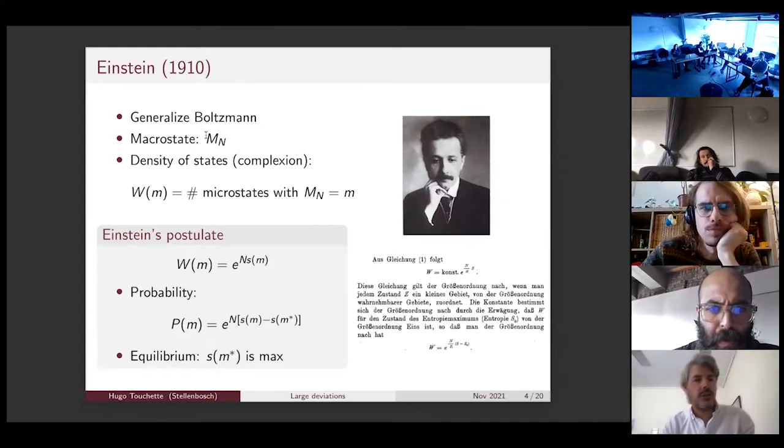So here it's a general framework. You have a physical system with n particles, and then you look at some macro state Mn, which could be anything.